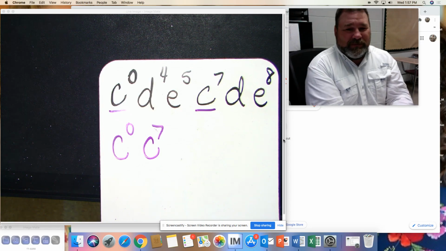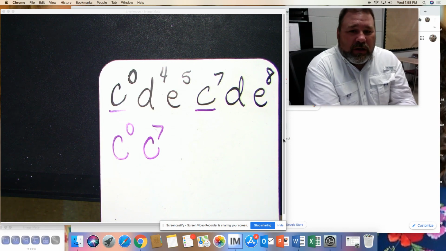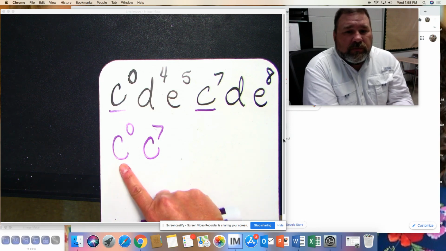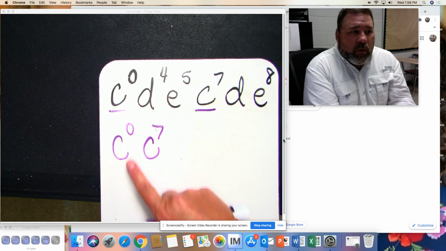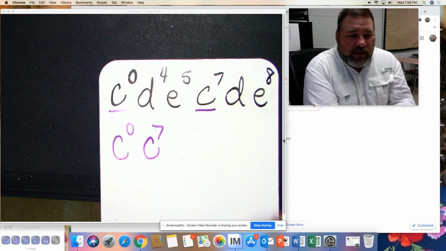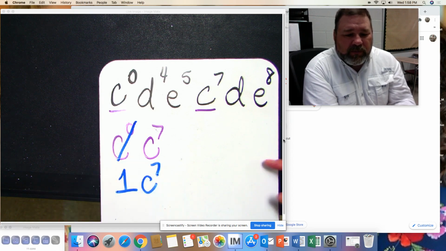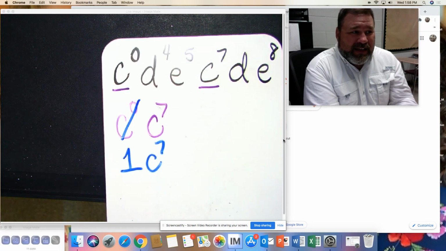Okay, good. Now, back to making sure that you underline common bases. So now this one, it's C to the 0. What is C to the 0 equivalent to? Well, that's not going to trick us anymore, because we know that anything to the 0 power, even a variable, is going to be just 1. So really, this becomes a 1. Then c to the 7. How many c's do I have? I've got C 7 times.